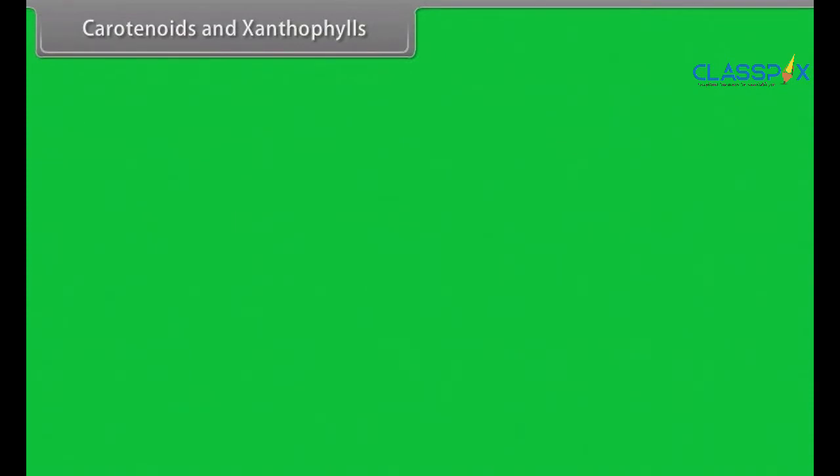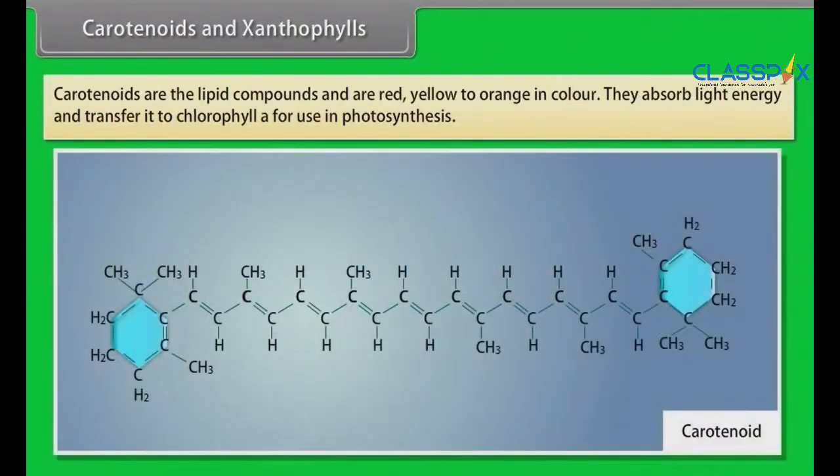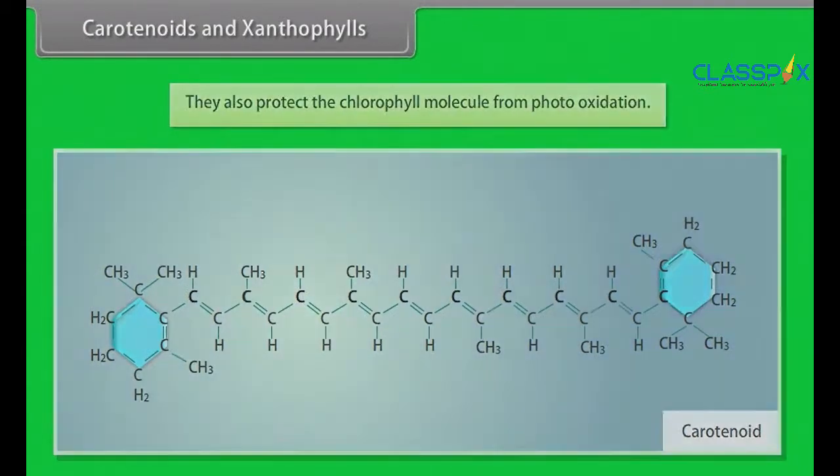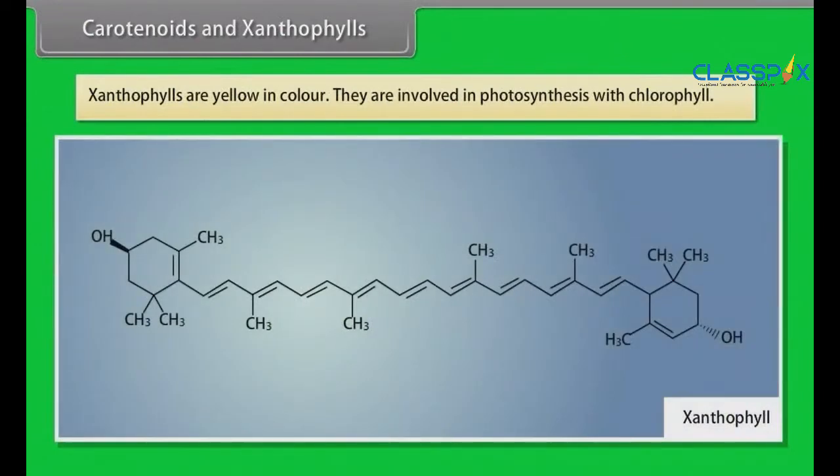Carotenoids and xanthophylls. Carotenoids are lipid compounds and are red, yellow to orange in color. They absorb light energy and transfer it to chlorophyll A for use in photosynthesis. They also protect the chlorophyll molecule from photooxidation. Xanthophylls are yellow in color. They are involved in photosynthesis with chlorophyll.